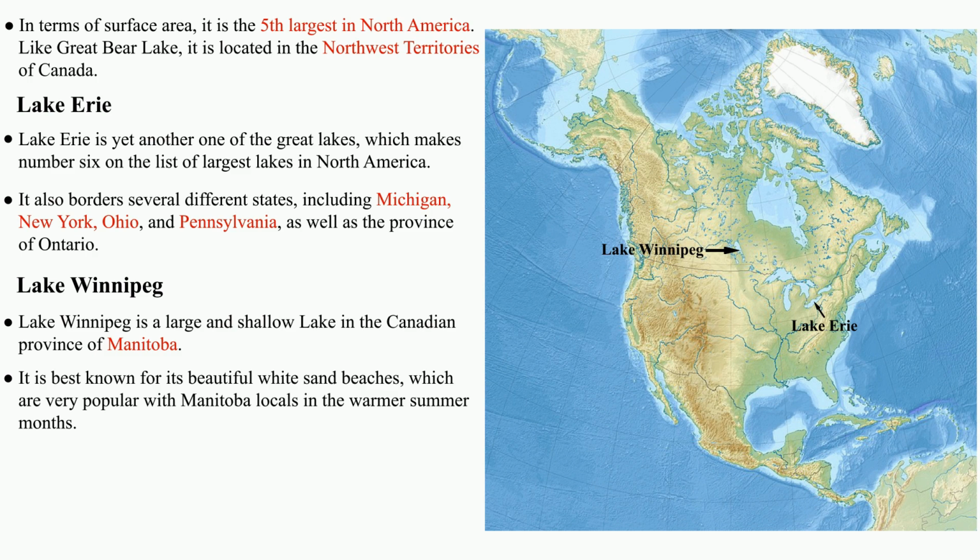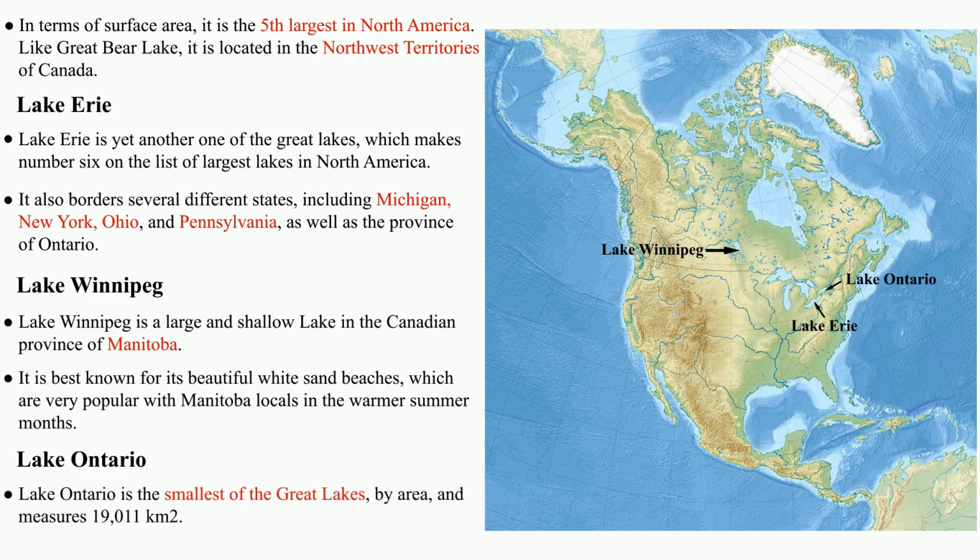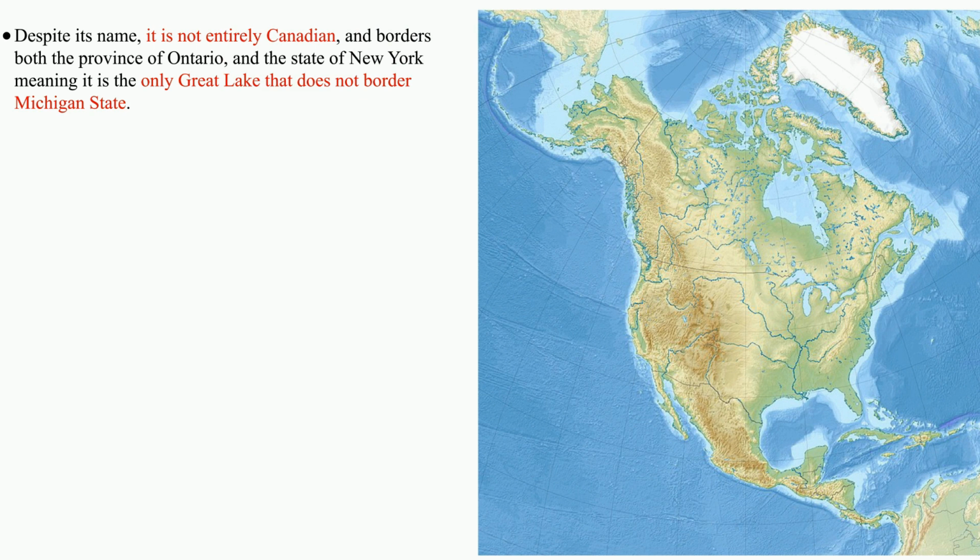Now, the next important lake is Ontario. Lake Ontario is the smallest of the Great Lakes. Okay, so among the 5 Great Lakes, this is the smallest lake by area, and despite its name, it is not entirely Canadian and borders with the province of Ontario and the state of New York also. Okay, its outflow is the St. Lawrence River. Means St. Lawrence River originates from this Lake Ontario.